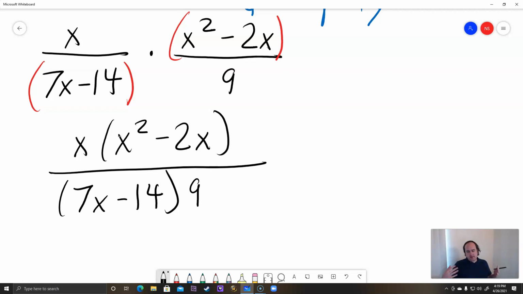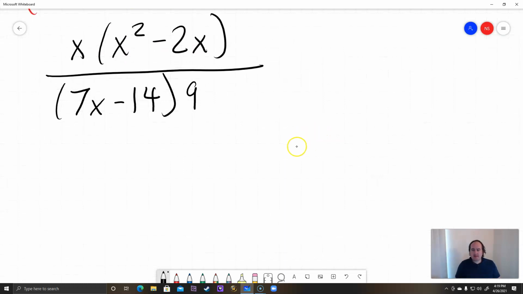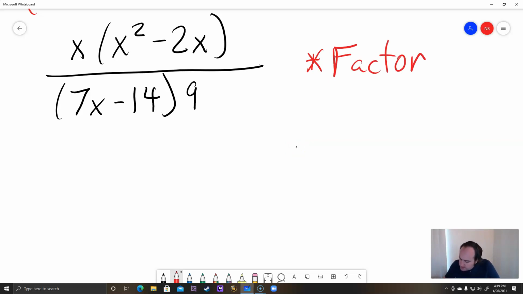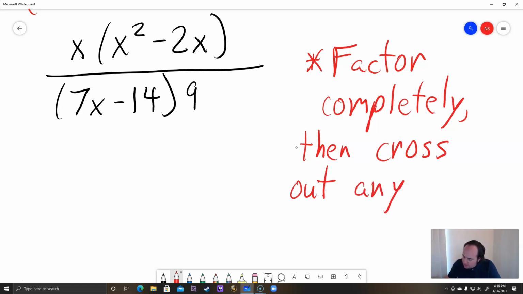Now I said the rest of the problem is pretty similar in that when you're multiplying, you multiply straight across. But there is something new here. We can simplify this, but we're going to have to factor. Factoring is the standard way to simplify these. So we need to factor everything. Okay, so factor completely. Then we're going to cross out any common factors.